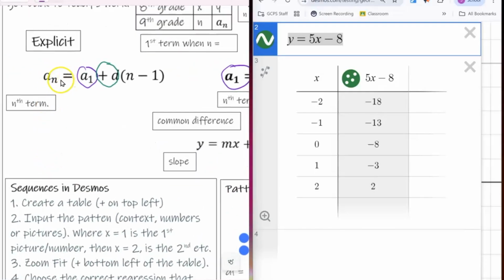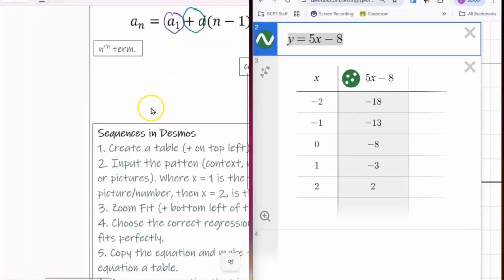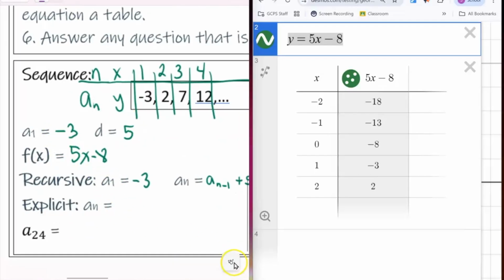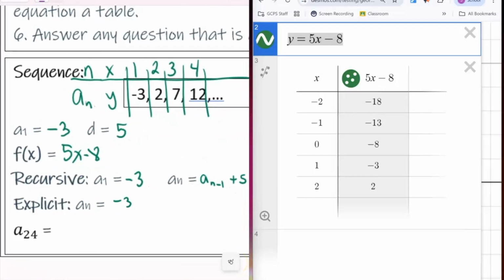What's explicit? A sub n equals first term, common difference, and minus 1. So let's do that. First term. My first term is negative 3. My common difference is 5 and minus 1. And that's it.